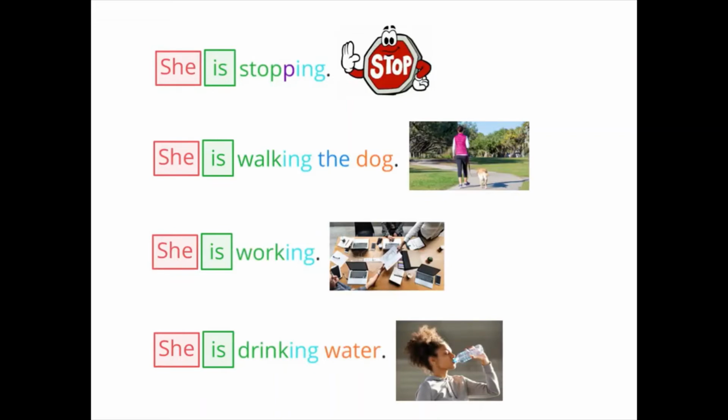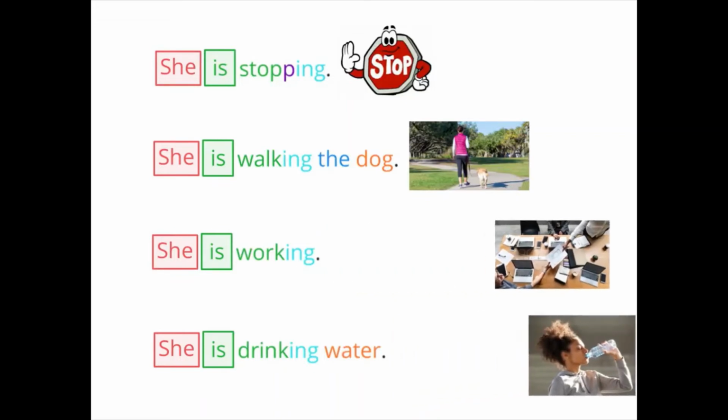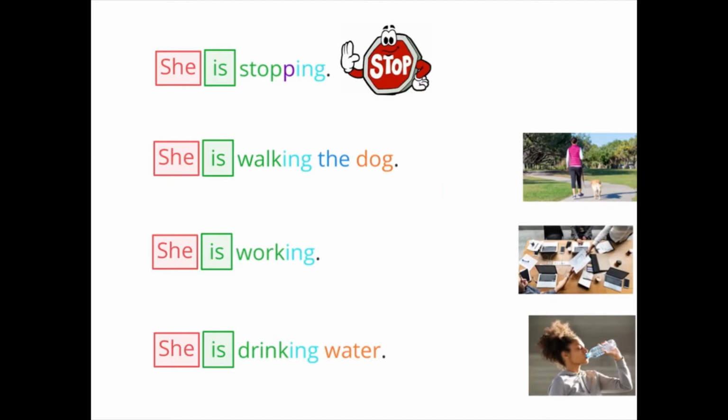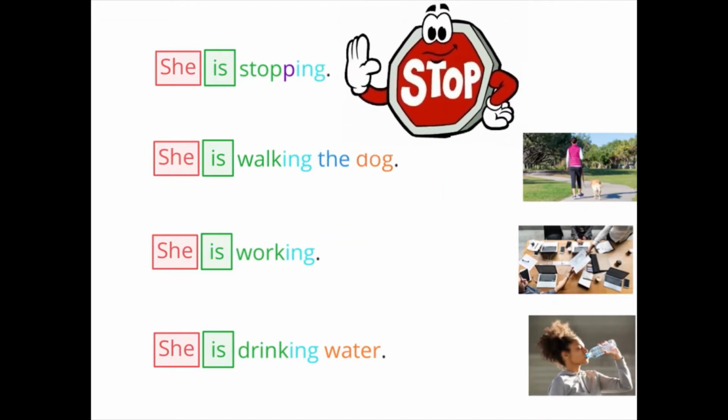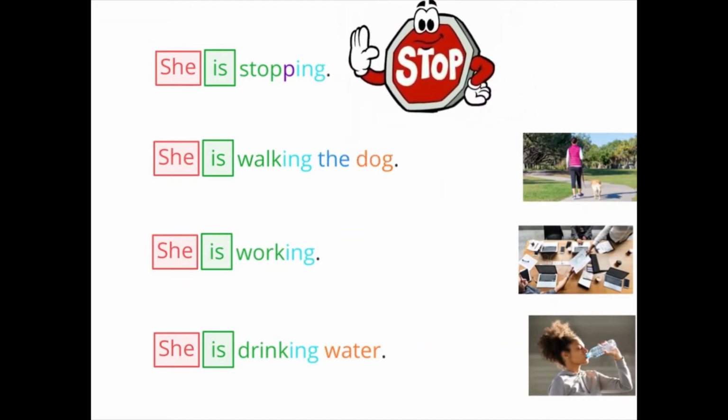Our next verbs are stop, walk, work, and drink. So here's my stop sign. She is stopping. Our verb is stop. And you can see to add ing, I had to add another P first, and then I added ing. Is stopping is the whole verb, the two-part verb. Part 1, Part 2.